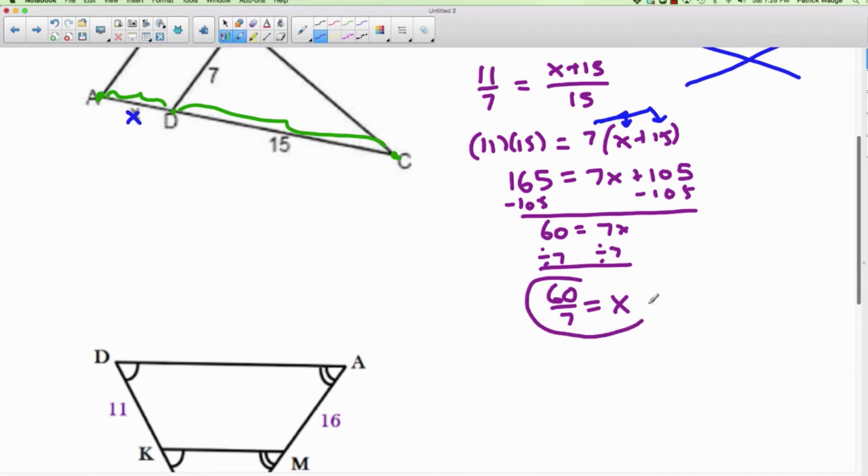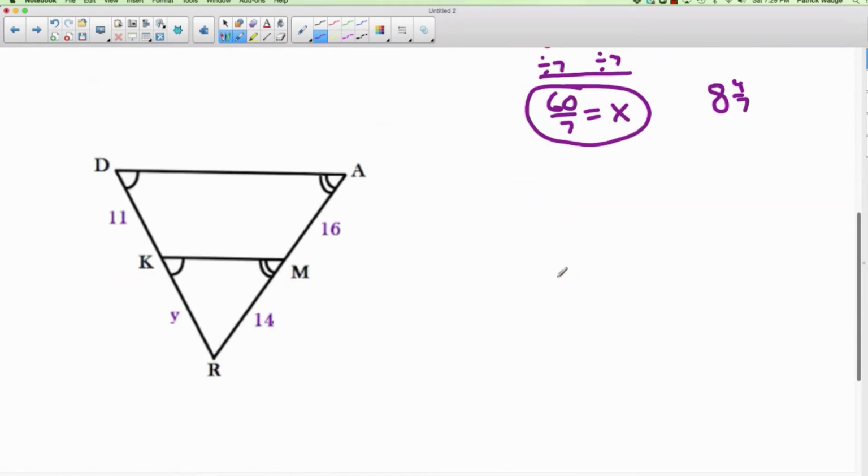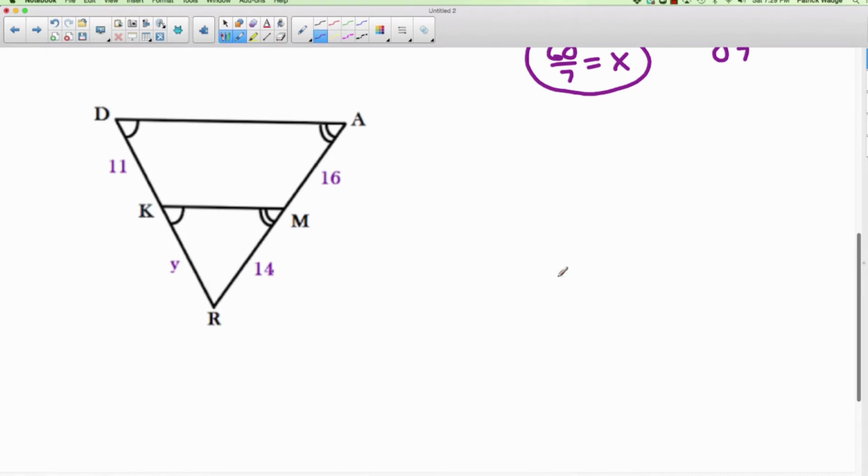It's 60 over 7. If you don't like that, if it's hard for you to picture that, in mixed fractions, it's 8 and 4/7. So this distance from here to here is 15, and this distance, the x right there, is 8 and 4/7. But 60 over 7 is a great answer. Okay, let's do one more like that, and we're done.